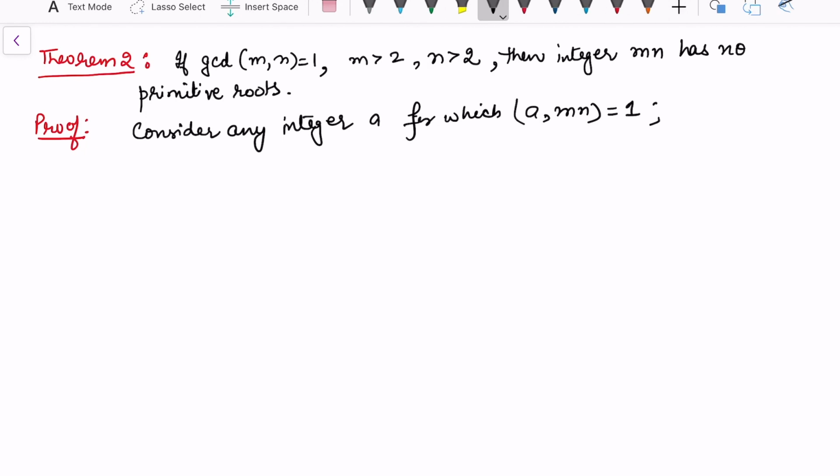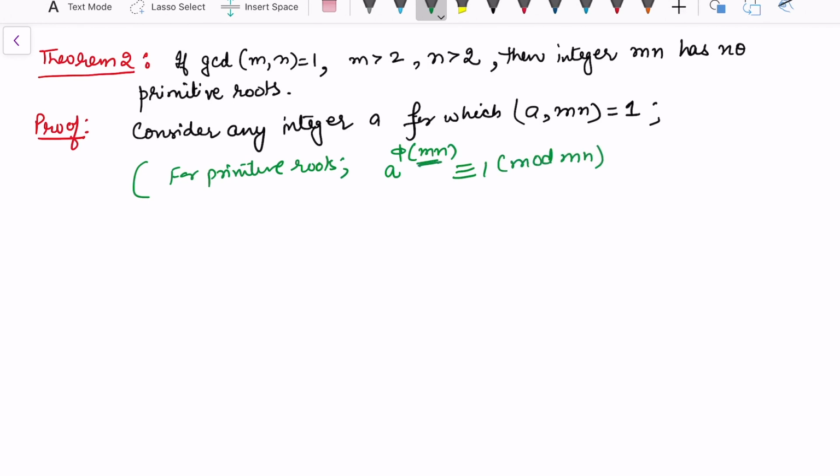For a primitive root, what we want to show is that a to the power phi of mn should be congruent to 1 modulo mn, and not for a smaller power. But what we'll prove in the theorem is that there is a smaller power h that makes a to the power h congruent to 1 modulo mn, and h comes out to be smaller than phi of mn.